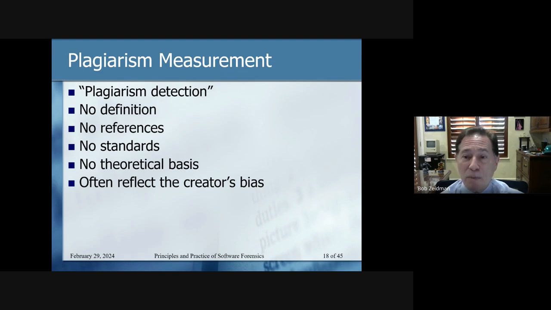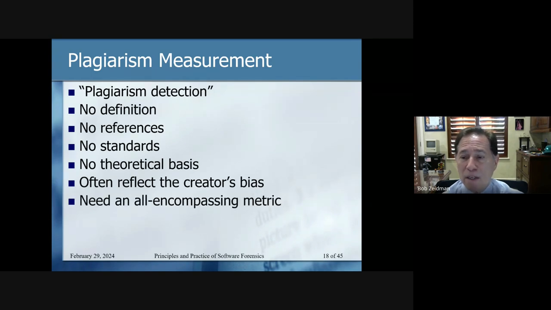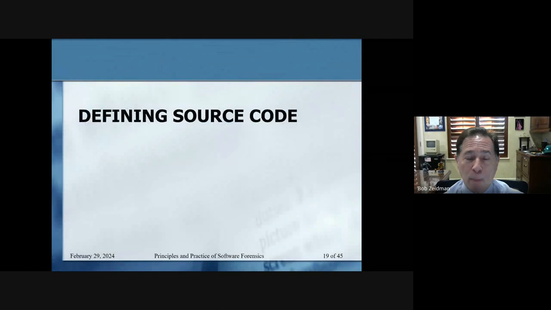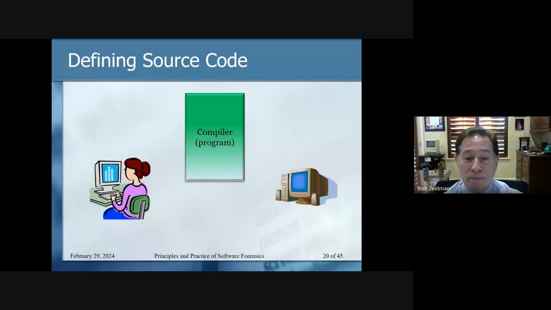So for example, some tools didn't even look at comments. And in copyright infringement, copying comments can be copyright infringement, probably not trade secret theft because a comment doesn't have any value to the program, but it certainly can be a sign that a program was copied. And until I created my tools, most of these other tools and algorithms just ignored comments altogether. So I figured we needed an all-encompassing metric. And the first thing we needed to do was define source code in a way that was useful for detecting copying.